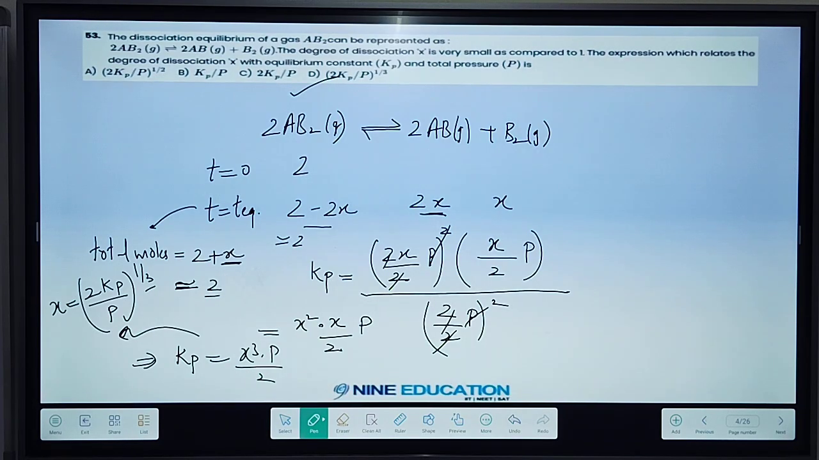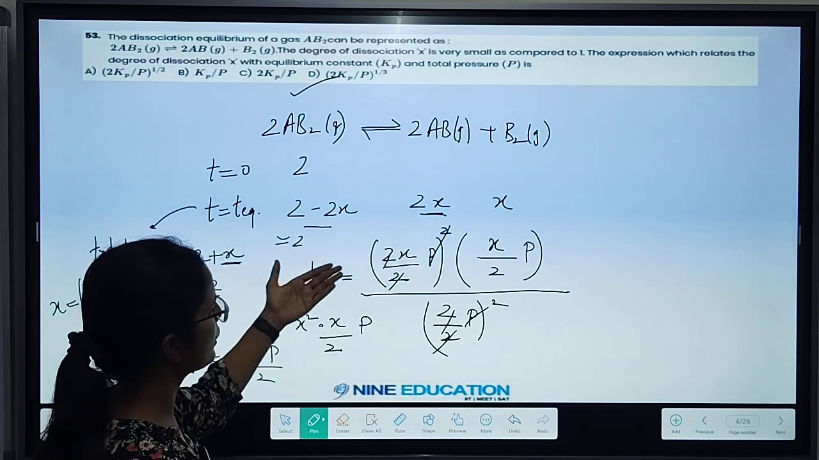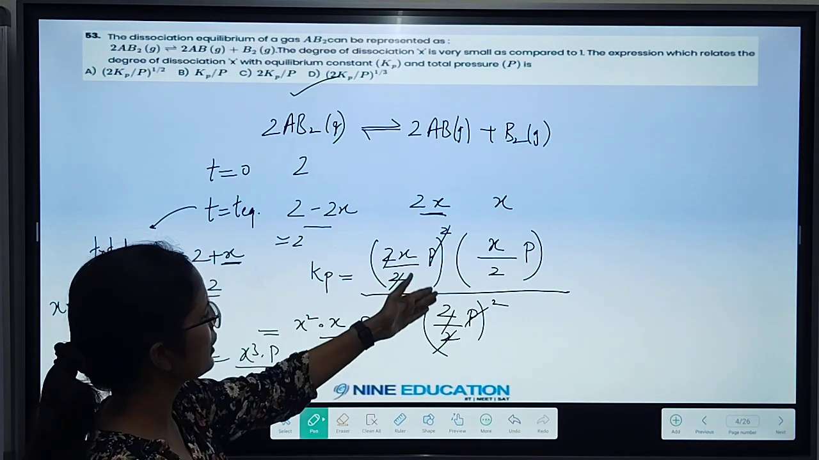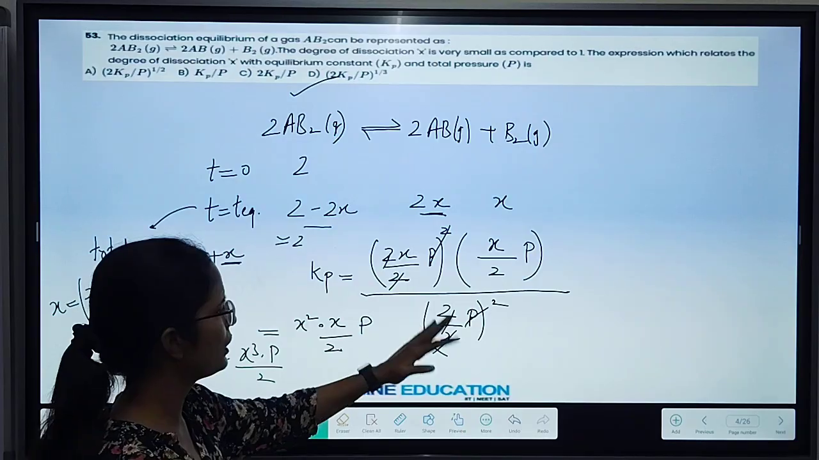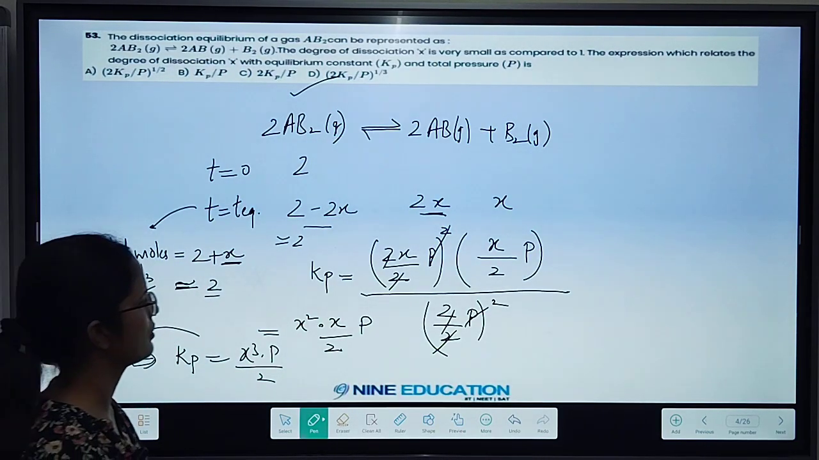Now if we need to discuss the key points for this question number 53, they are talking about some dissociation reaction, and further they are giving that the dissociation is very small as compared to 1, so we can do simplification further, and we need to give an expression which will relate x with the equilibrium constant and total pressure. So first I have written the equilibrium values, and then found the mole fractions. The total number of moles here is 2x by 2, so it will be simply xp, and x by 2p, and it will be 2 by 2p square, and after this simplification I will be getting option D as the answer.